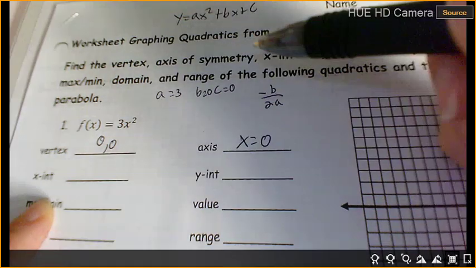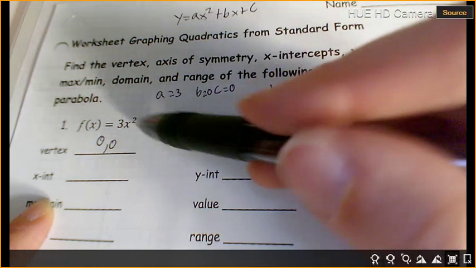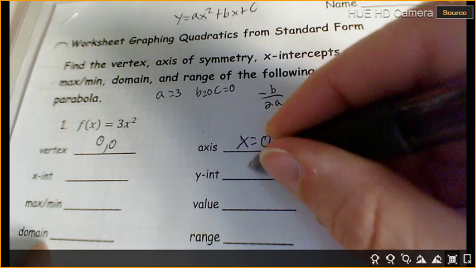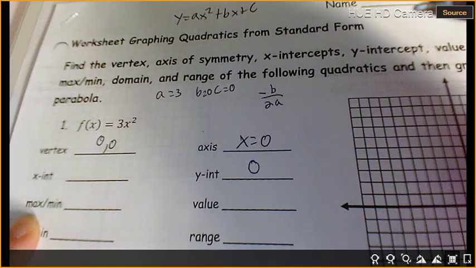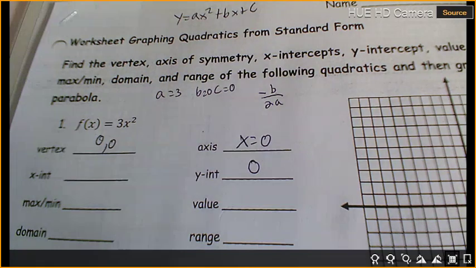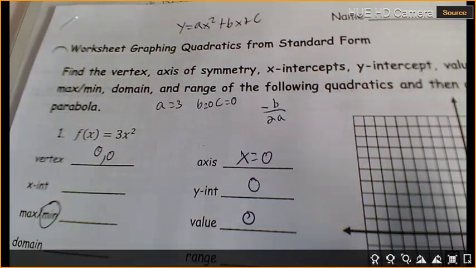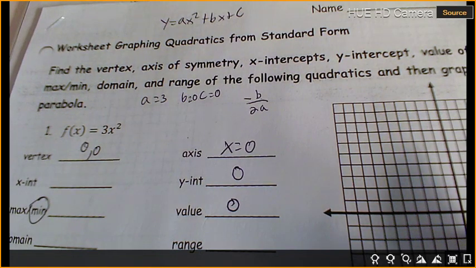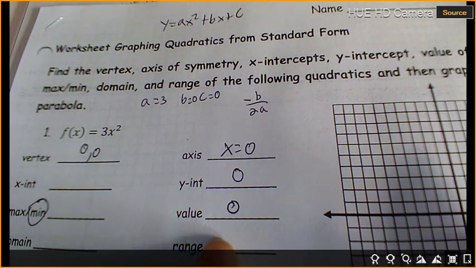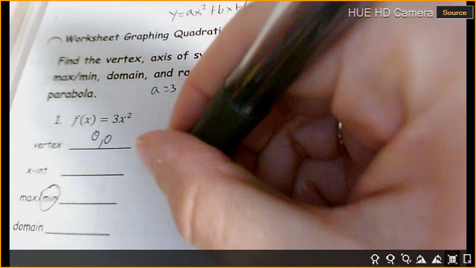Y-intercept. Remember I always told you the y-intercept is the c? What is the c value? Good. Is this going to be a maximum or a minimum? Remember, look at A. A is positive, so it's pointing up, so it's going to be a minimum, right? Okay, what's the value? It's going to be 0. The value of the max or min.